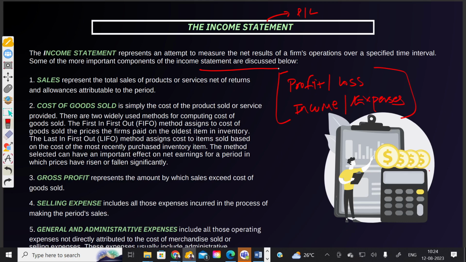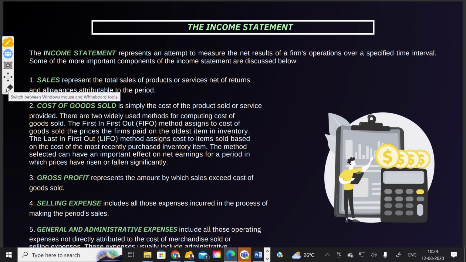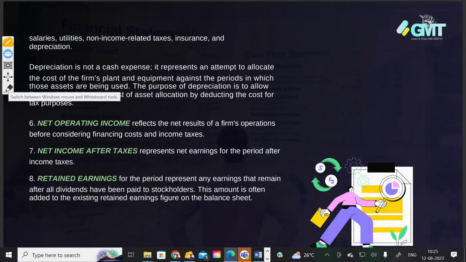Gross profit represents the amount by which sales exceed the cost of goods sold. And then selling expenses, general and administrative expenses, and a number of things. So on the P&L you can record two things, as I said: profit and loss, or expenses and income. If you see any expenses, you will have to record them. If you see any profit, you will have to record it. Net operating income, net income after taxes, retained earnings, everything you need to record. Insurance, salaries, advertising expenses, promotion, and many more. So you will have to record them.